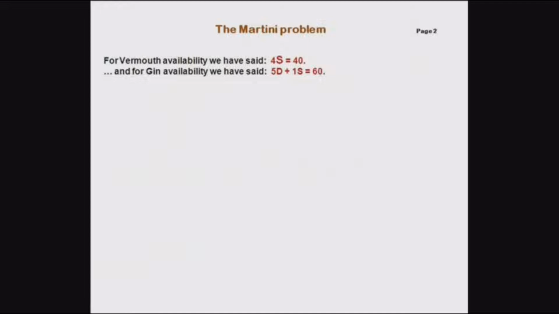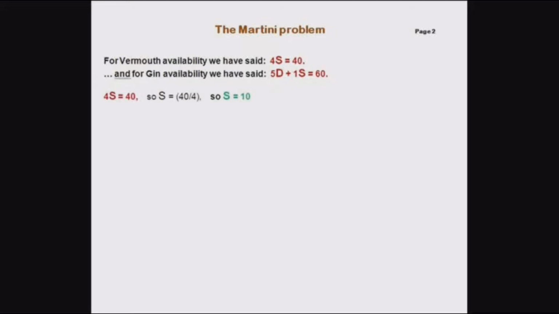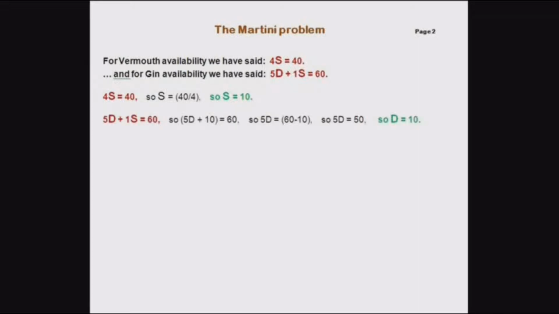For vermouth availability, we have said 4S equals 40. For gin availability, we have said 5D plus 1S equals 60. This is a nice simple calculation because 4S equals 40, so S equals 40 divided by 4, so S equals 10. Then 5D plus 1S equals 60, but S equals 10, so 5D plus 10 equals 60.